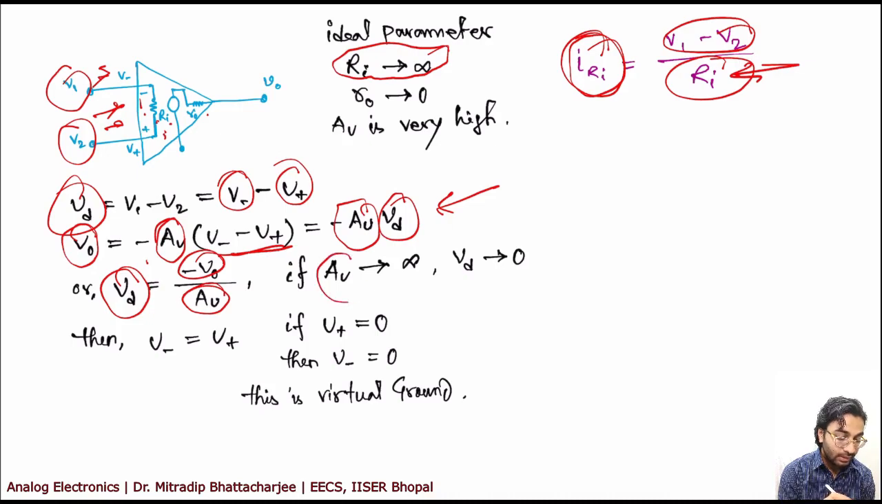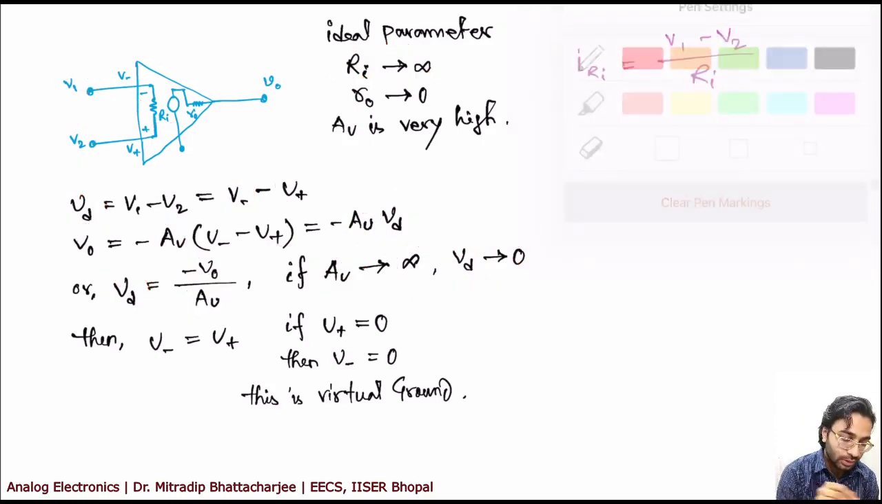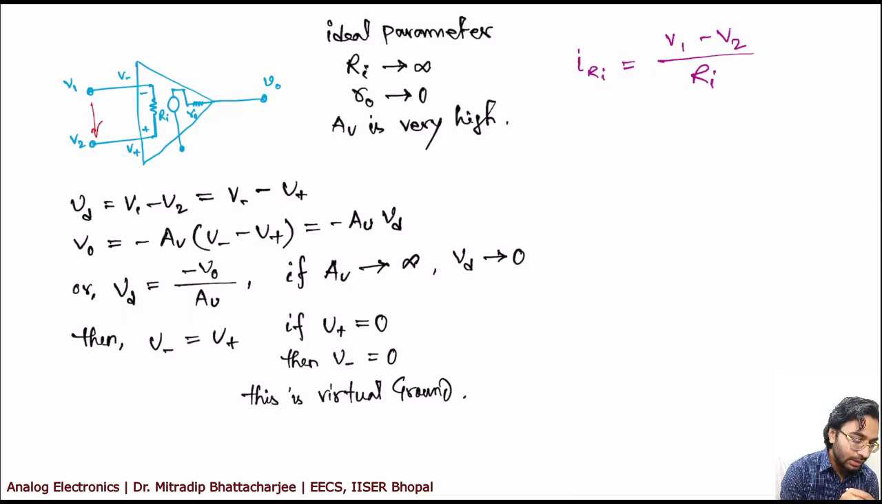Now if your AV is very high, which is the gain, your VD will be 0. AV is the gain of the operational amplifier, which is generally very high. In this assumption, your VD tends to 0. And what does that mean? If your VD tends to 0, this is your VD, right? That means your V1 is equal to V2, or you can say your V minus is equal to V plus.